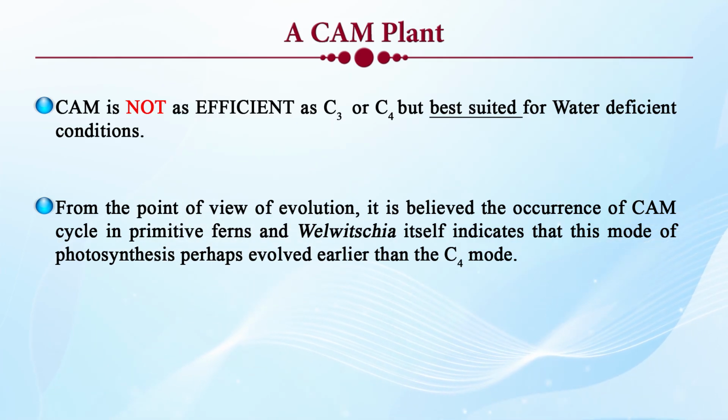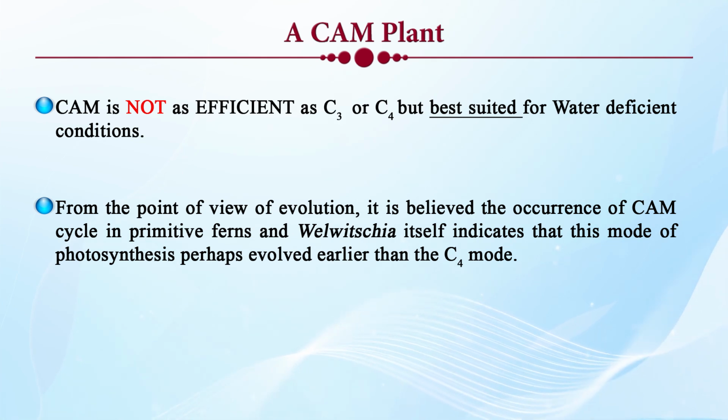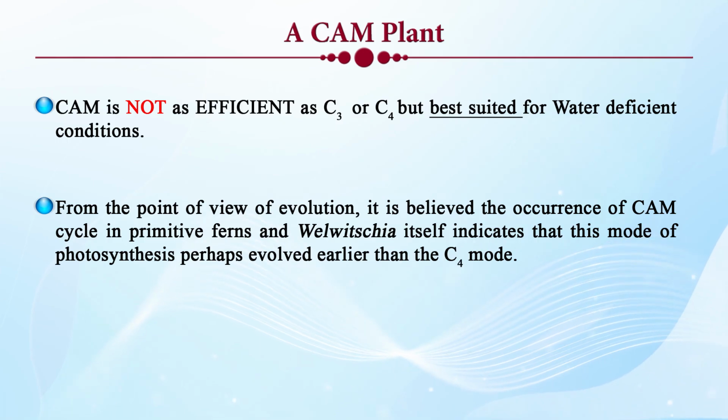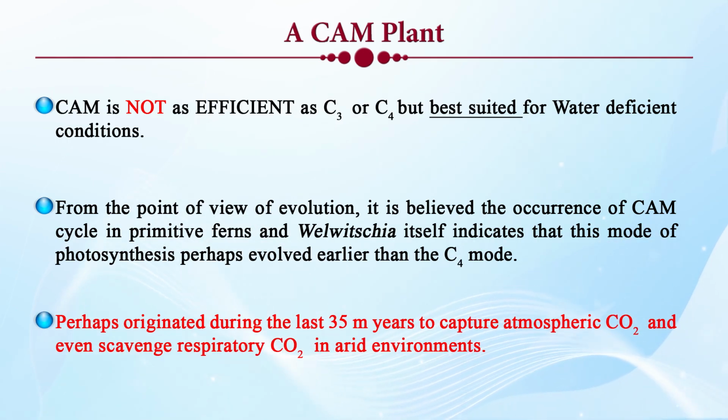From the point of view of evolution, it is believed that the occurrence of the CAM cycle in primitive ferns, and even in Welwitschia, indicates that this mode of photosynthesis evolved earlier than the C4 mode. So, that means it must have originated in the past 35 million years to capture atmospheric carbon dioxide and even scavenge the CO2 conditions.